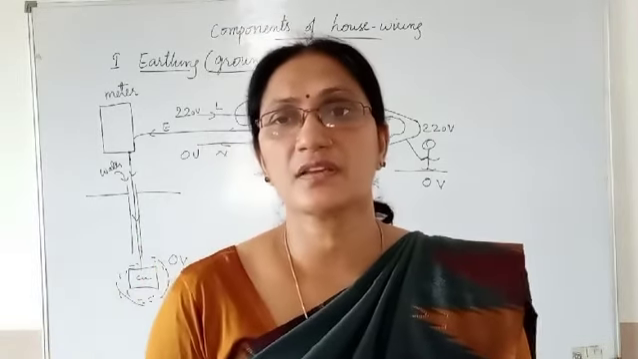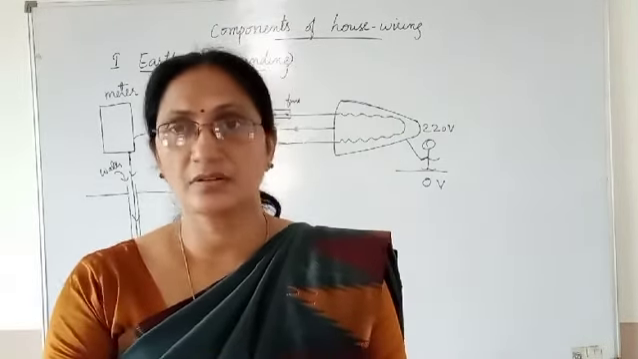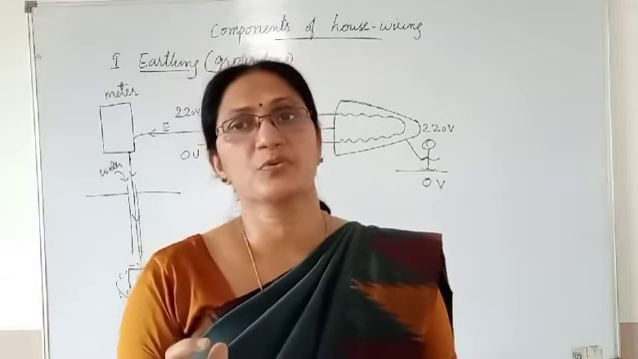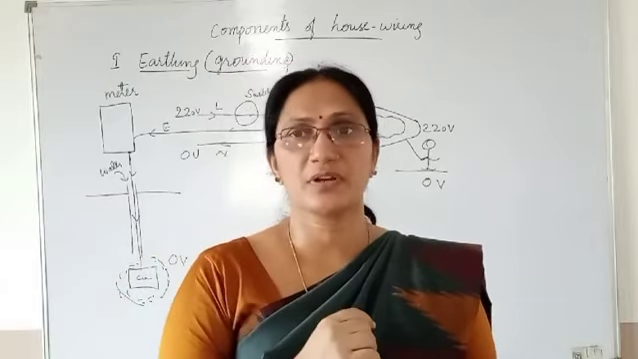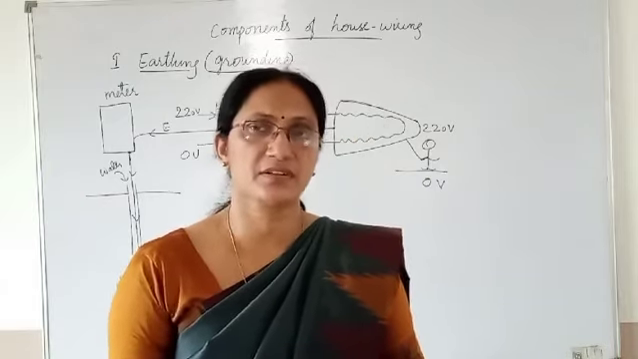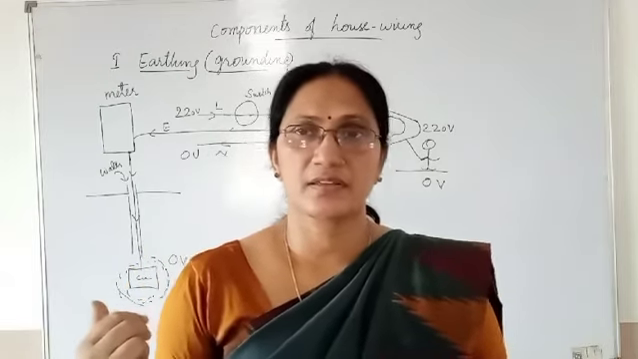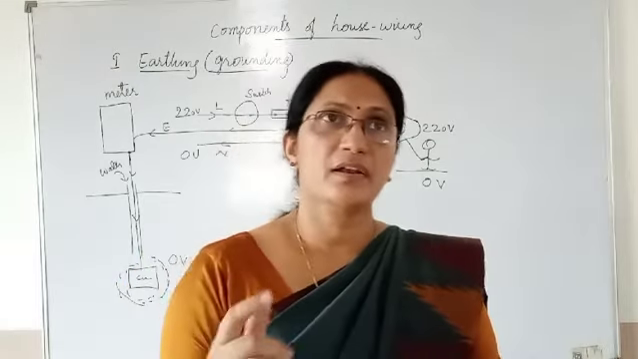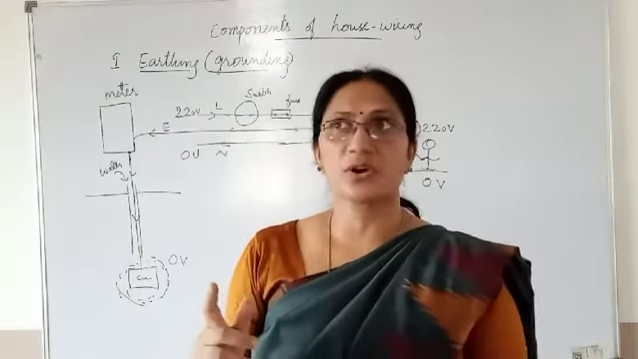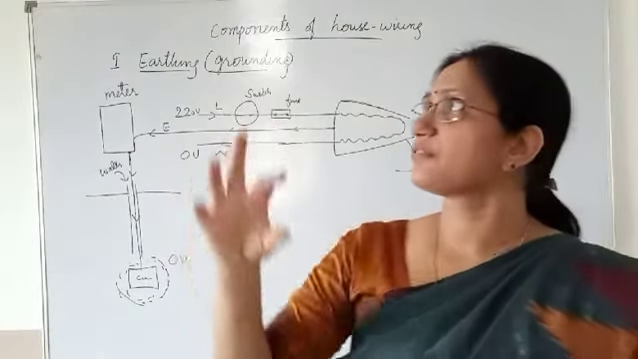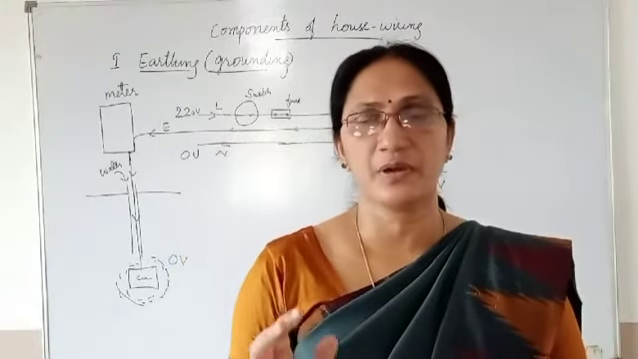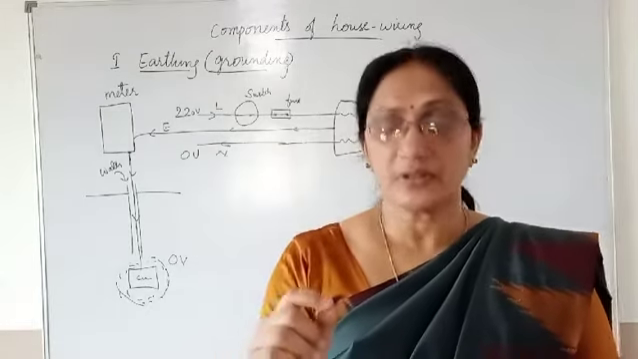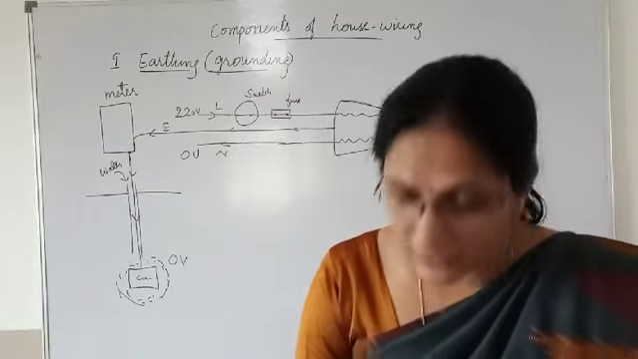Remember, this earthing is to be given for devices, as I already told, where the user has to touch the device frequently: refrigerator, mixer, grinder, electric iron, etc. For lighting circuits, bulb and fan, earthing is not required, because we need not touch the bulb or the fan frequently while it is working. There is no need of it.